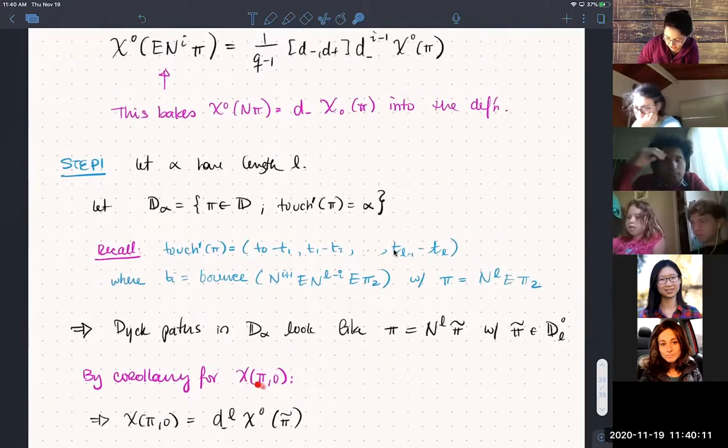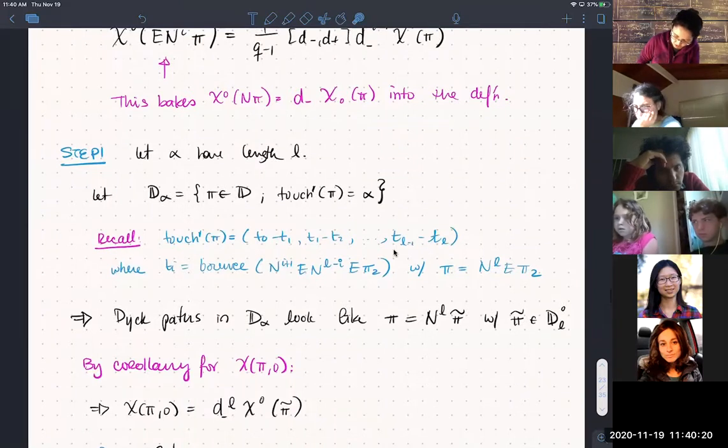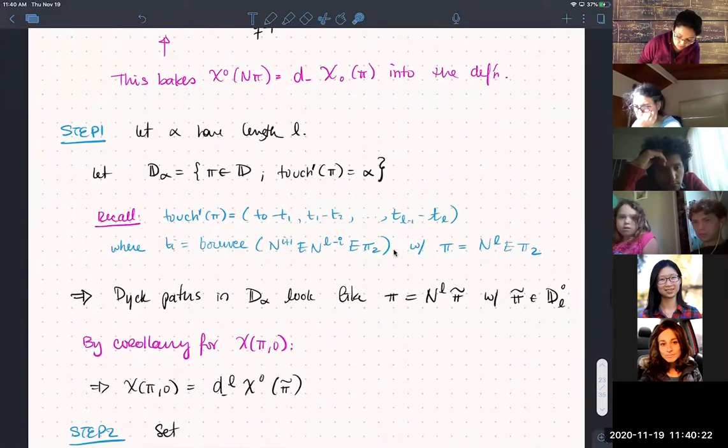So this basically is just direct from the definition of chi pi 0 and the definition of this chi. So this is pretty straightforward. Good. What is the next step?